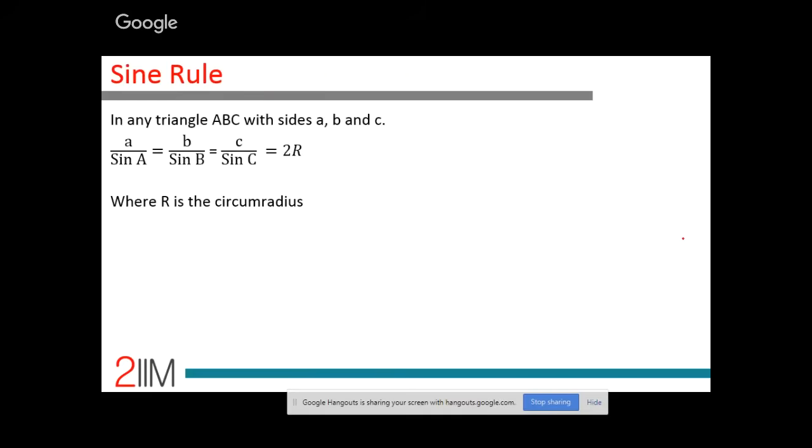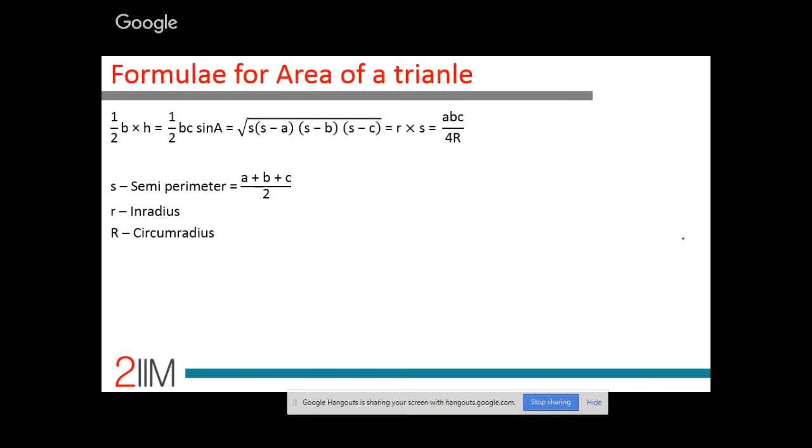Complete the theory and we'll come back to this. Area of a triangle is a very interesting set of formulae. Area of a triangle is half into base into height. It is also equal to half into BC sin A, the product of two sides of a triangle and the sine of the angle in between. It's equal to square root of S into S minus A into S minus B into S minus C. It's also R into S, where S is the semi-perimeter and R is the inradius.